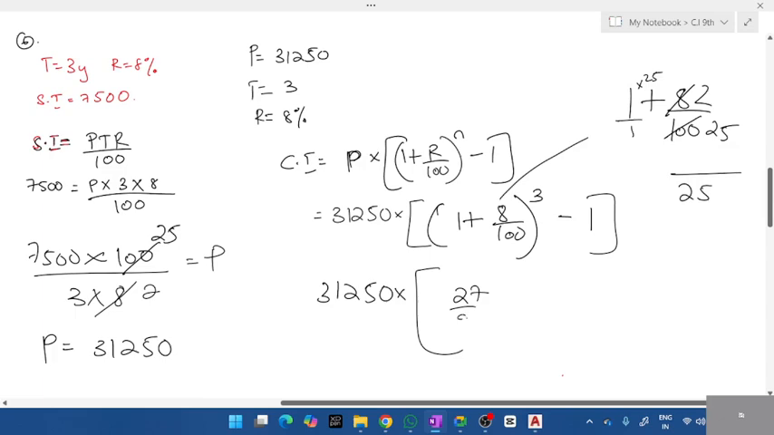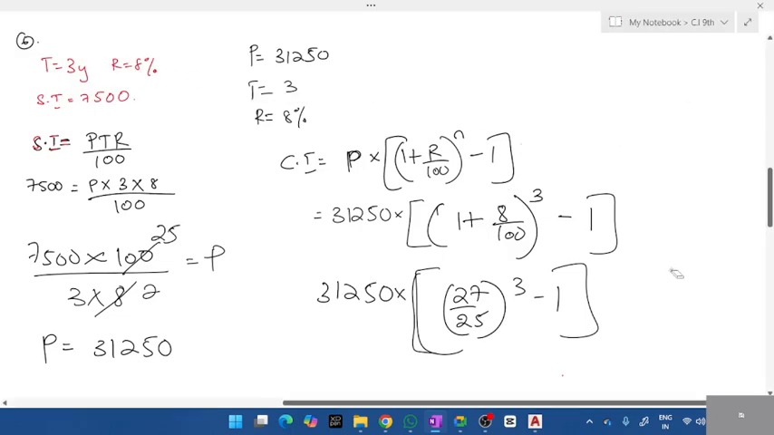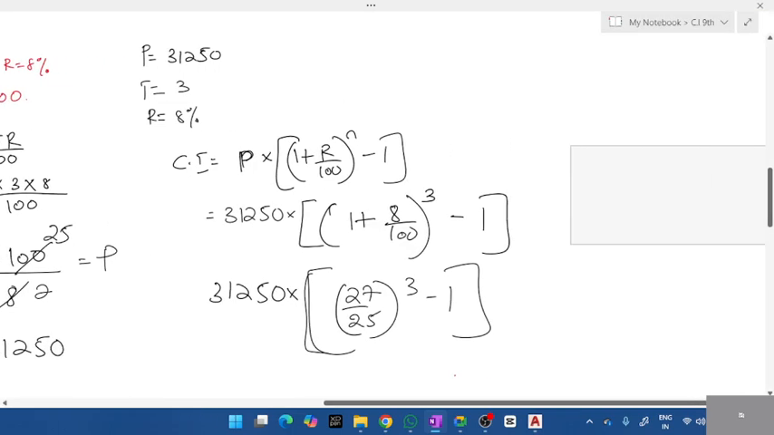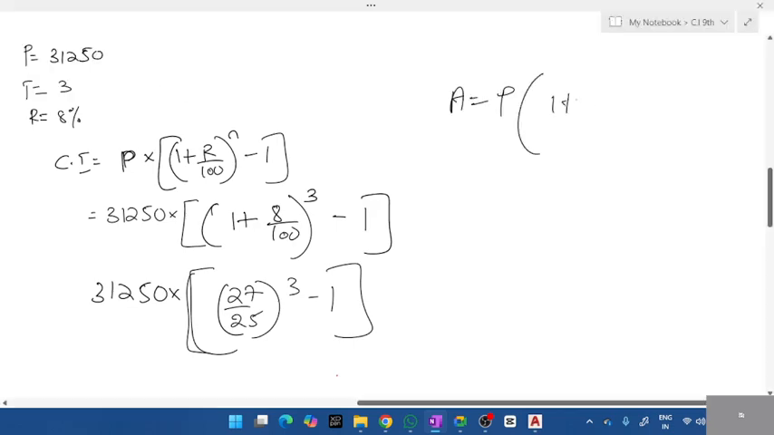27 divided by 25 the whole cube minus 1. If this is compound interest, I'll explain the difference between compound and simple interest so that you don't get confused. What we are calculating now is compound interest. The only difference between compound interest and amount is, for amount, the same formula, P into 1 plus R divided by 100 to the whole power n. That's it. No minus 1. For amount, there is no minus 1. Is it clear? Did you all understand?